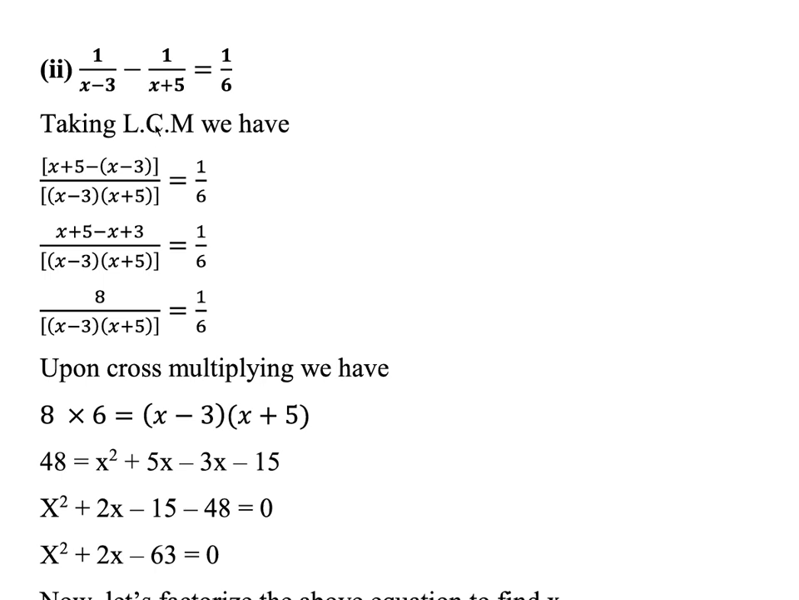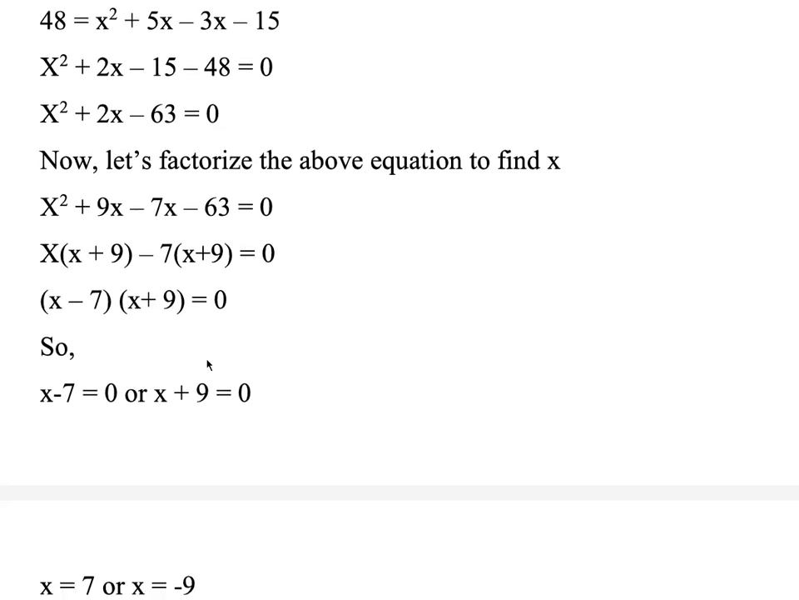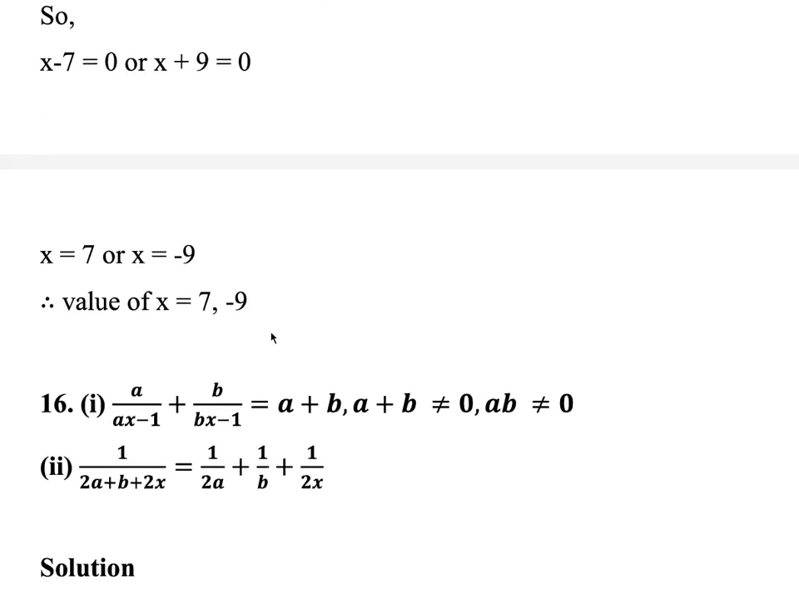Come to the next problem. 1 divided by (x minus 3) minus 1 divided by (x plus 5) is equal to 1 by 6. Same method. First do LCM, after that cross multiplication, after that the middle term factorization. You will get (x minus 7)(x plus 9) equal to 0. So either x is equal to 7 or x is equal to minus 9.